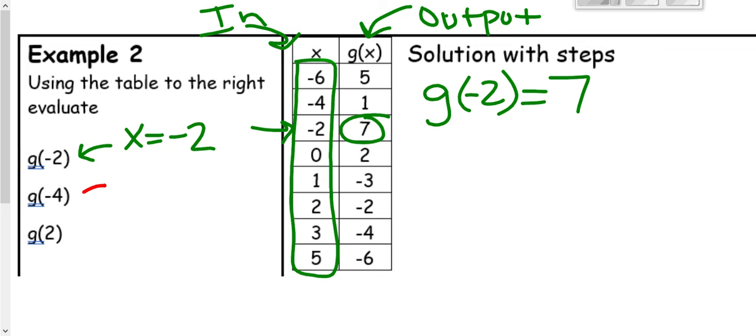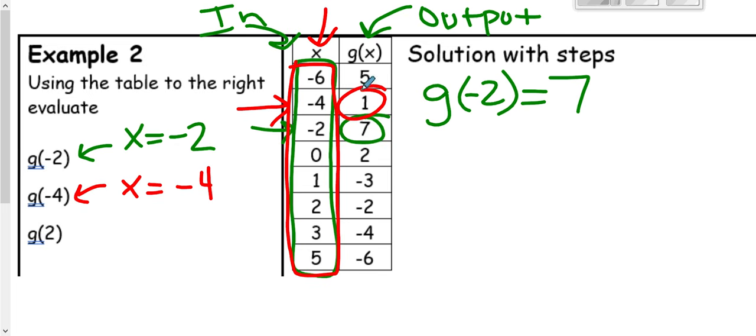Let's try it for the second one. G of -4 means that x equals what? Negative 4. So I've got to look down the column. Again, we're looking down the x column, right, for negative 4. Found it right here. So what's my output value? 1. So we can say that g of negative 4 equals 1.